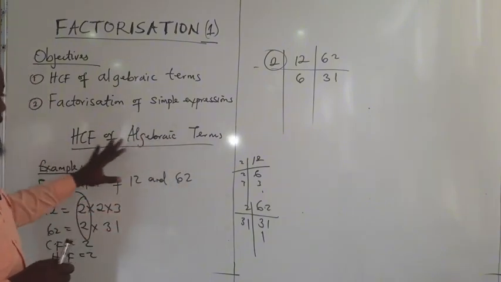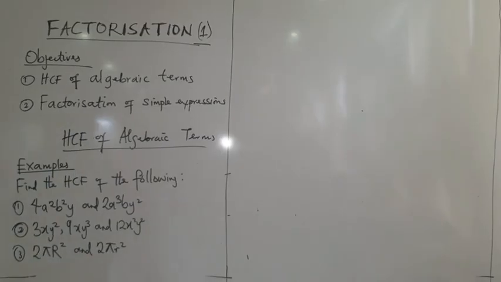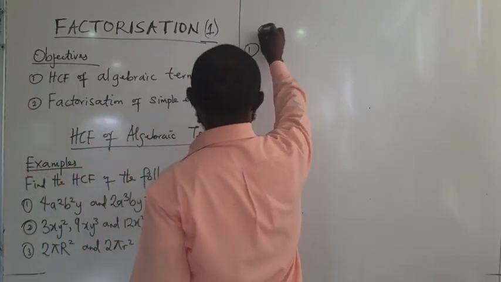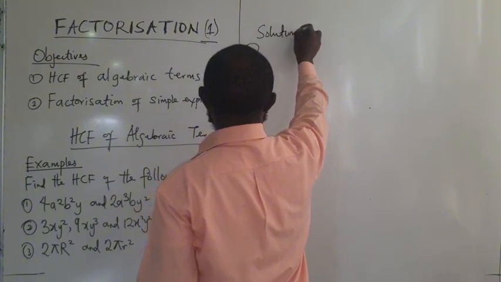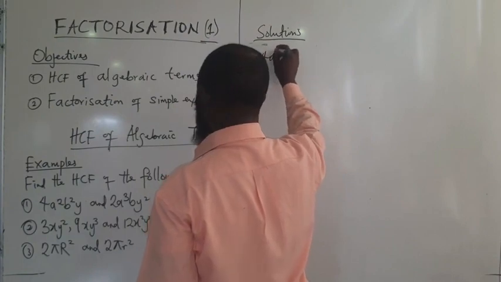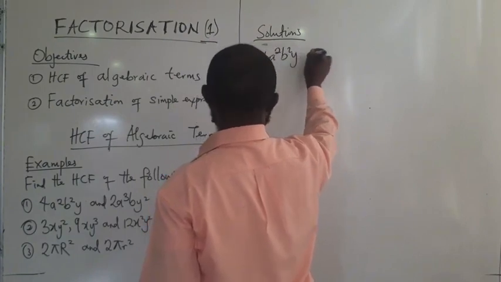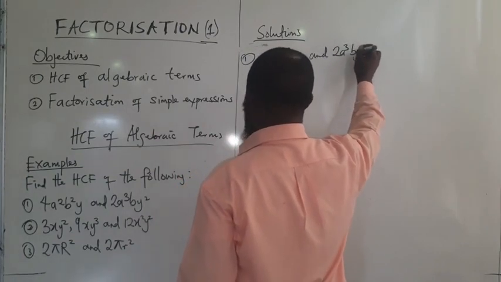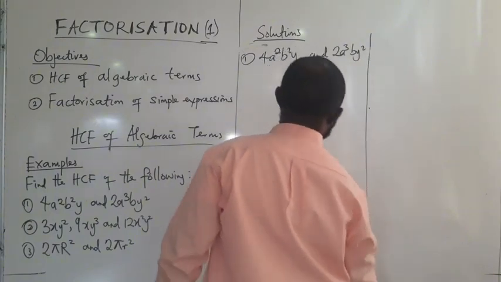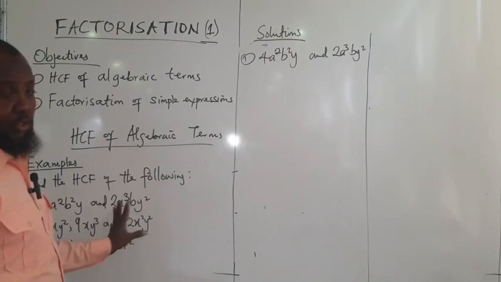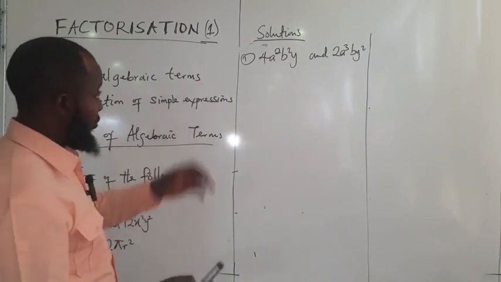So let's now look at examples under algebraic terms. So we have these examples. Find the HCF of the following. We have these 3. So the first one, solution. We have 4a squared b squared y and 2a cubed by squared. Let me divide this into 2. So applying the method I just showed you, we can apply both methods here as well.